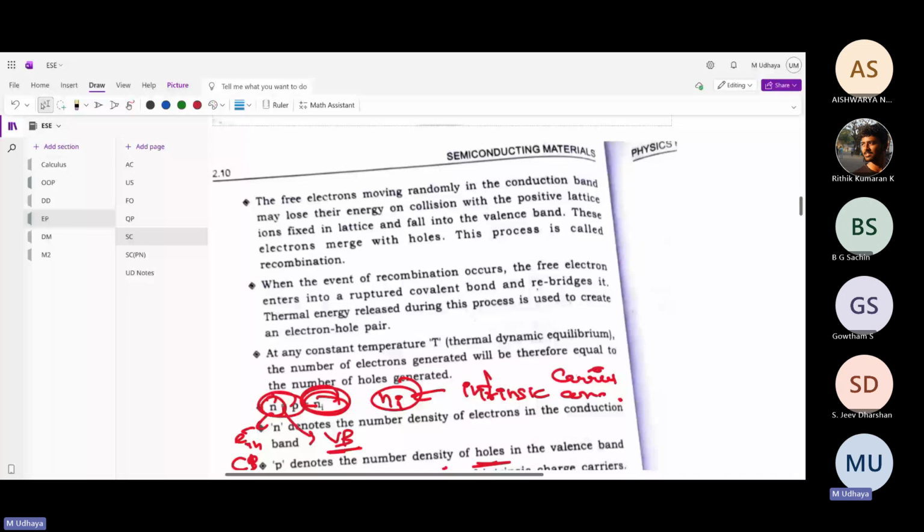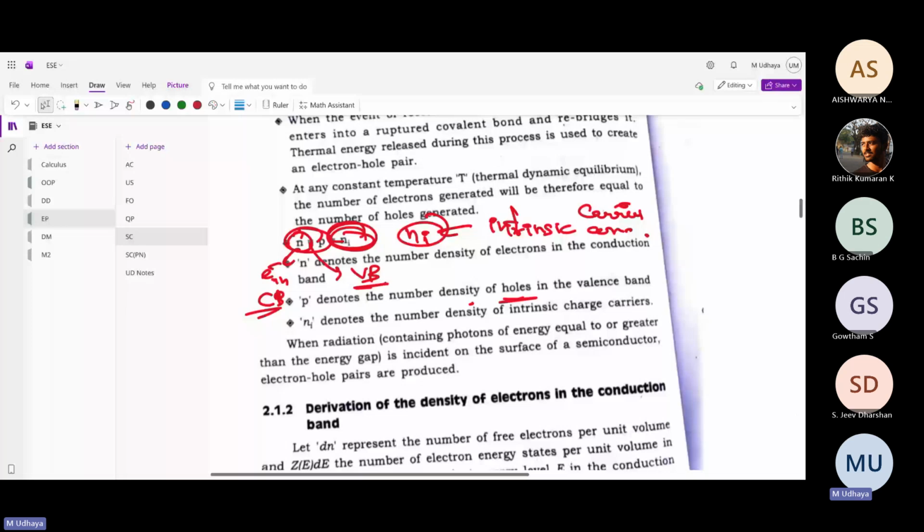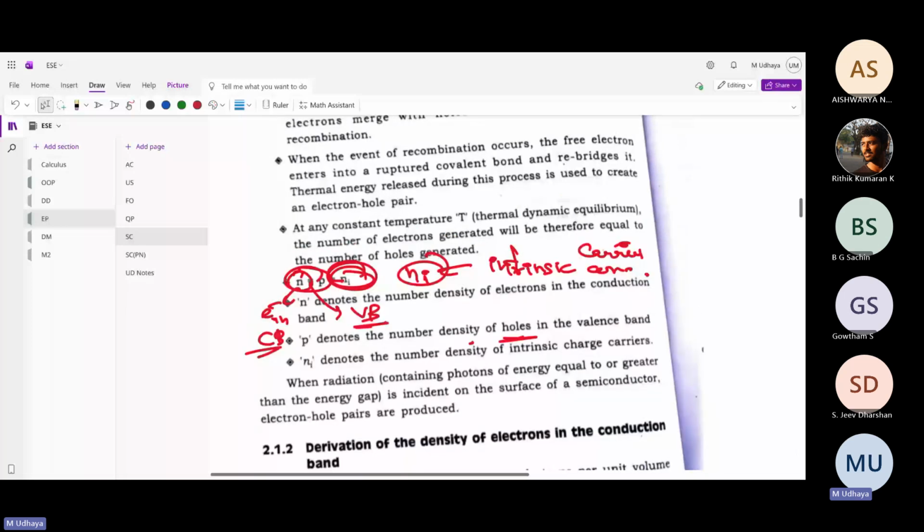Now, the intrinsic charge carriers I told you. The number of electrons available is equal to the number of holes generated. They are equal, so n = p = n_i, where n_i is the intrinsic charge carrier concentration. That is what I want you to understand.